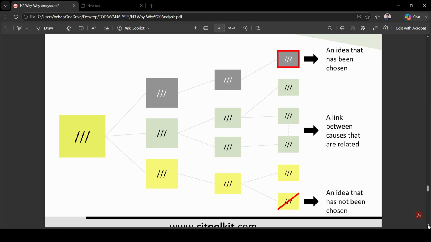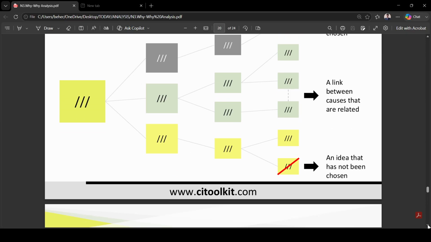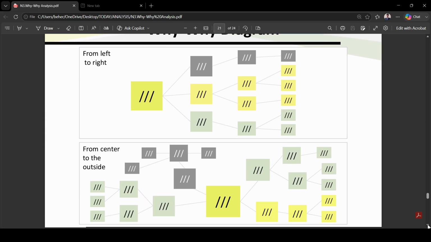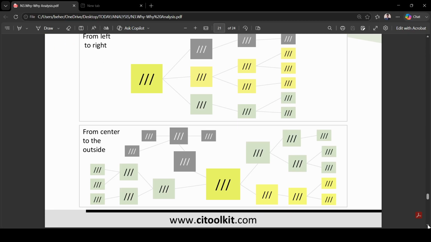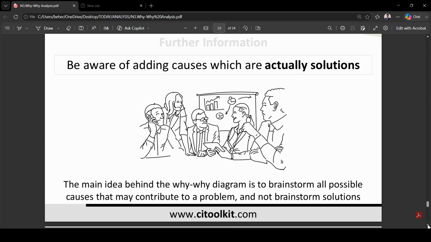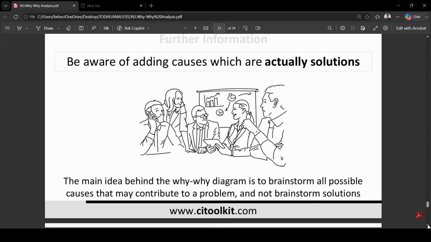Then this is the pipe analysis: an idea that has been chosen, and a link between causes that are related, and an idea that has not been chosen. From left to right, from center to the outside. Beware of adding causes which are actually solutions. The main idea behind the why diagram is to brainstorm all possible causes that may contribute to a problem, not to brainstorm solutions.